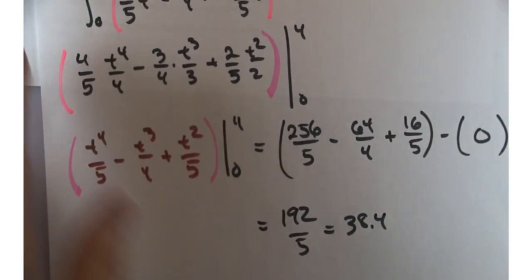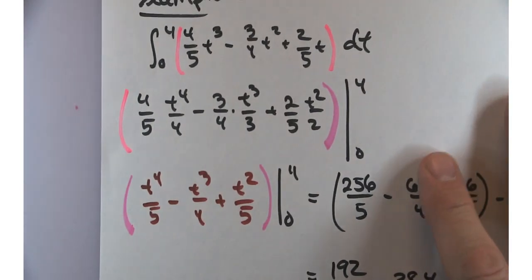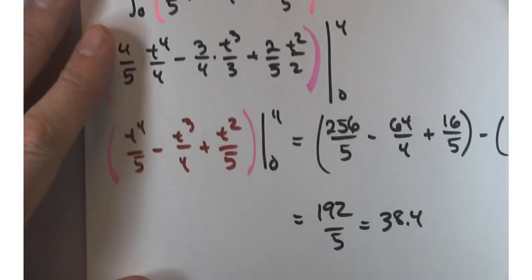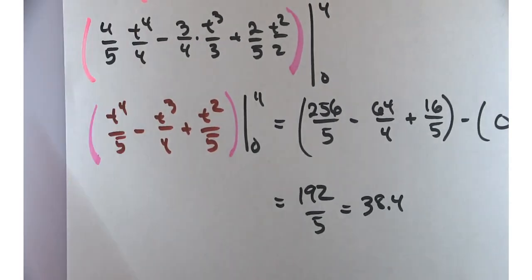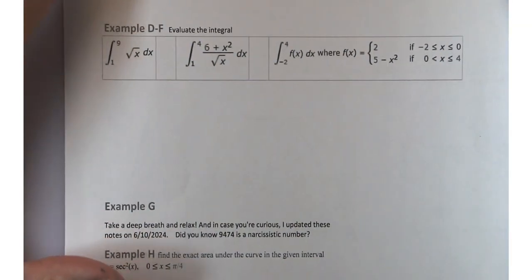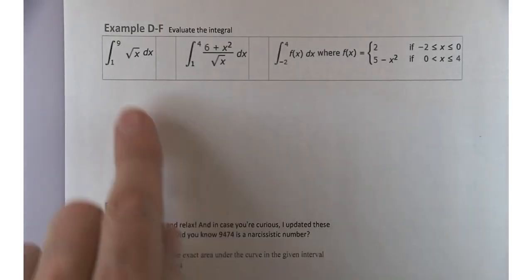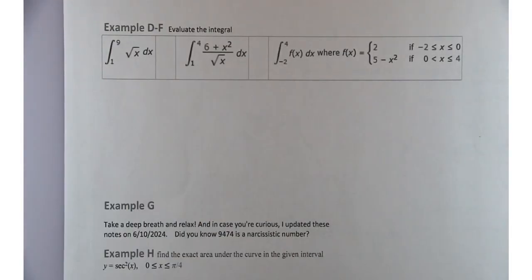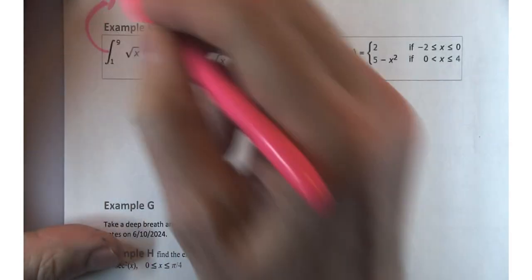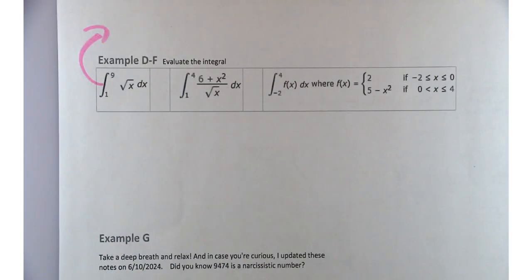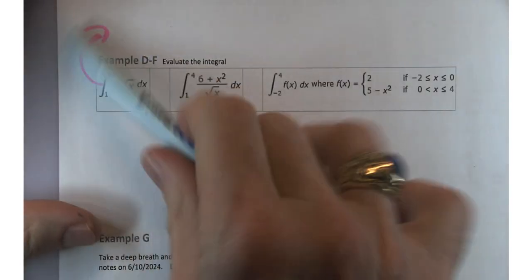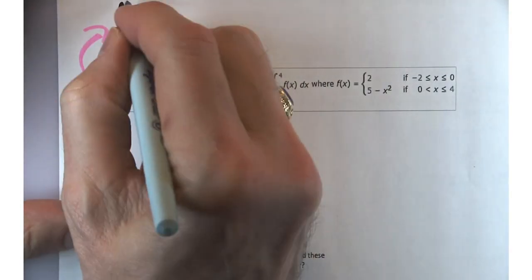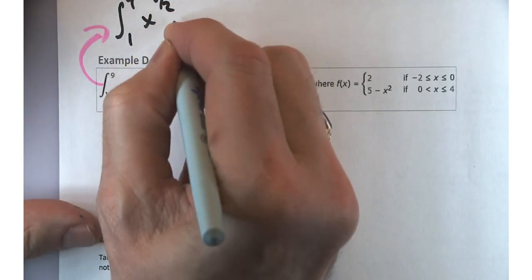Okay, let's keep rolling. I have to pick up the pace because I know we're running closer on time. Let me give you a little bit of a hint on D here. How are you going to find the antiderivative of the square root of x? You're just going to write it as x to the 1/2 power dx.